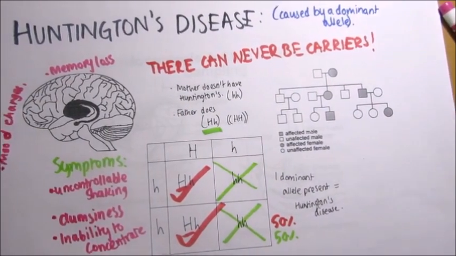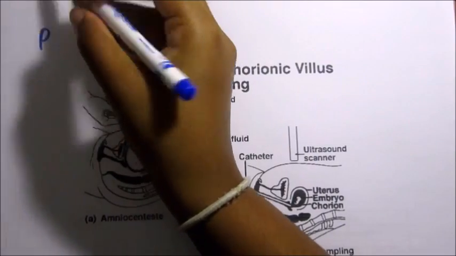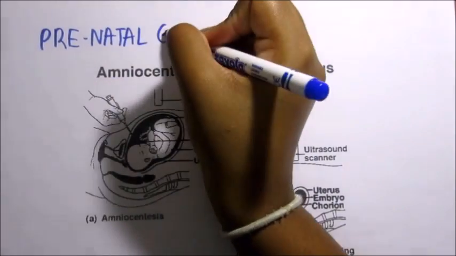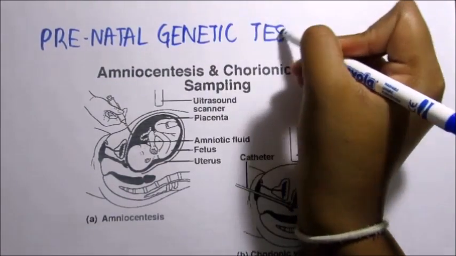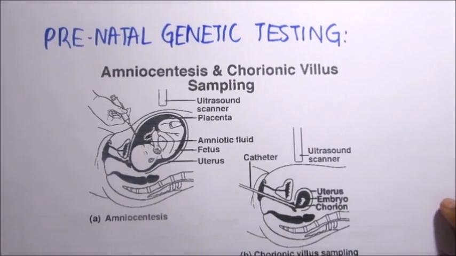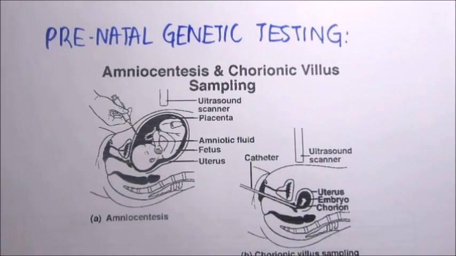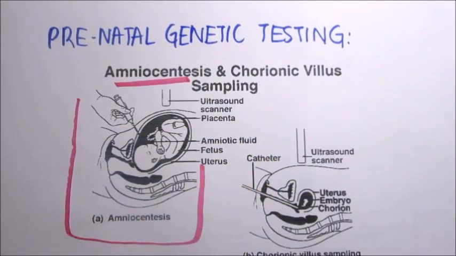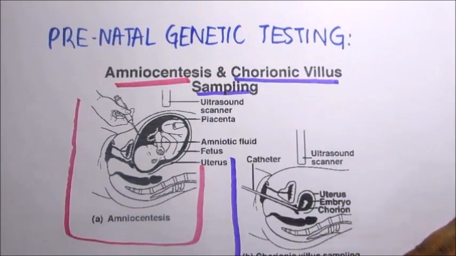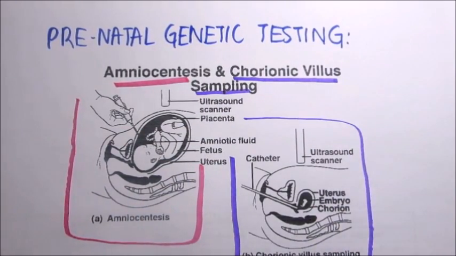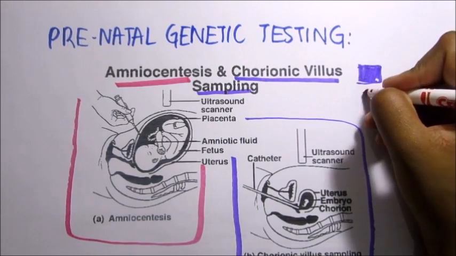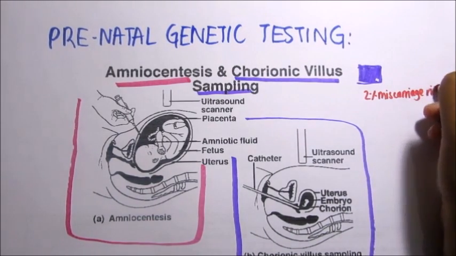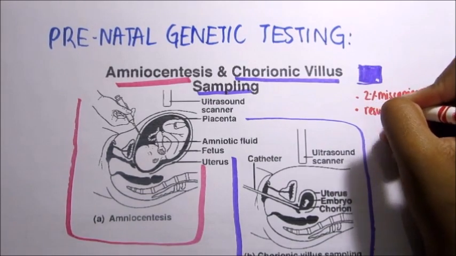Now, for the exam, you would also need to know about genetic testing. This is prenatal genetic testing. There are 2 types of methods for prenatal genetic testing, and one is amniocentesis and the other is chorionic villus sampling. Prenatal means it is done before the baby is born. Now, with chorionic villus sampling, there is a 2% miscarriage risk and results come at 10 to 12 weeks.